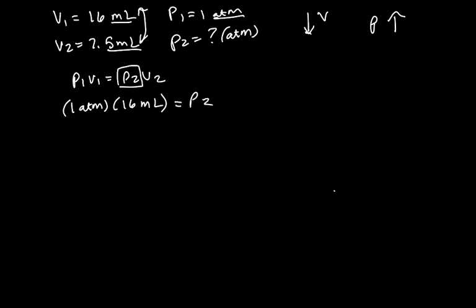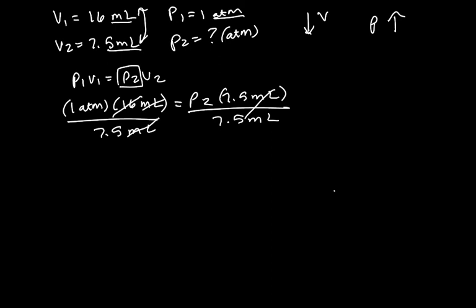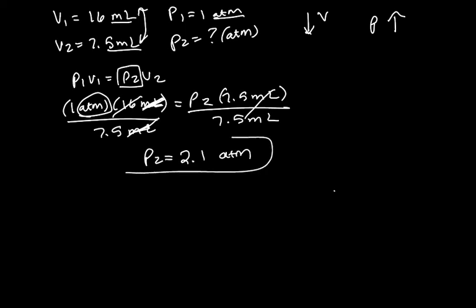Okay, so P2 is unknown and V2 is 7.5 mils. I'm going to divide by 7.5 mils. You see what I mean? 7.5 mils, look at that. That cancels. Oops, I just meant to cancel this out. So what are you left with? ATM. So let's do 16 divided by 7.5. So P2 should be about 2.1 ATM, because that's what unit we have left over.